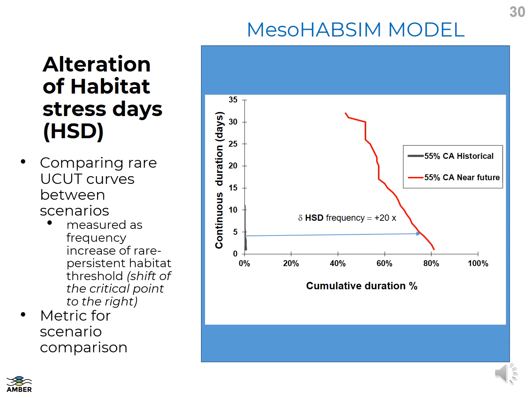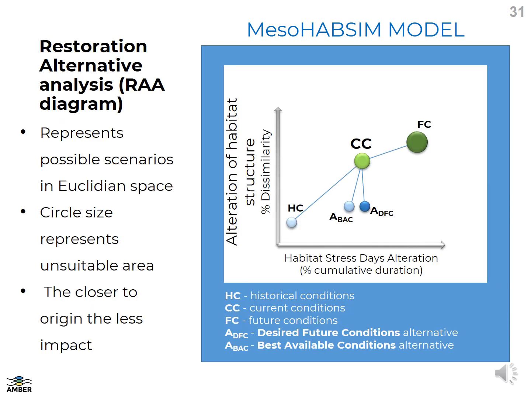This may be considered deleterious to investigated fauna and could cause the shift in community structure by promoting more flexible and resilient species. This value is plotted on the x-axis of RAA diagram. In this way, we computed all three metrics necessary to develop a restoration alternative analysis diagram.